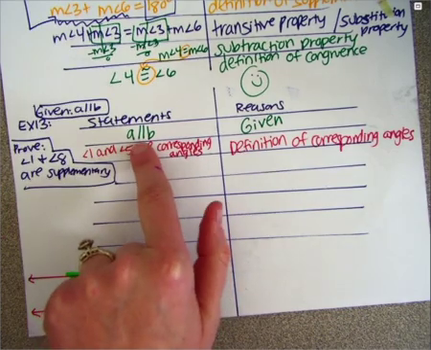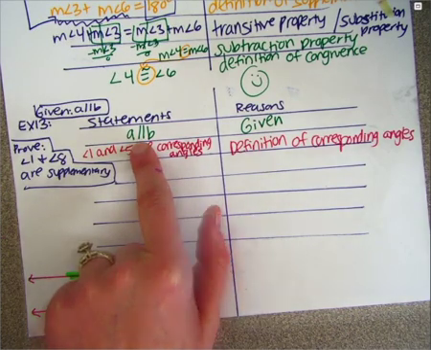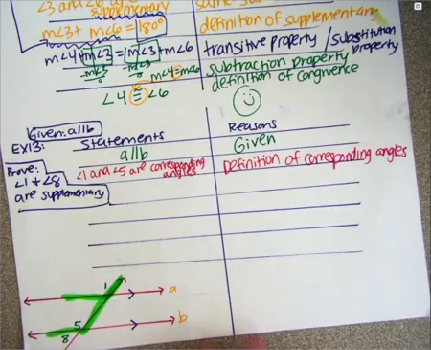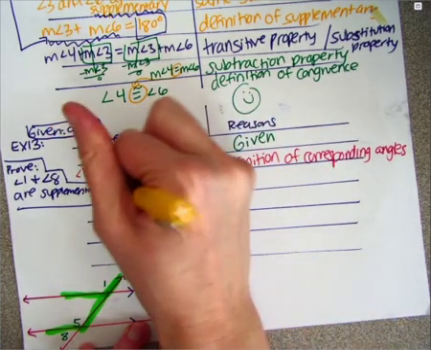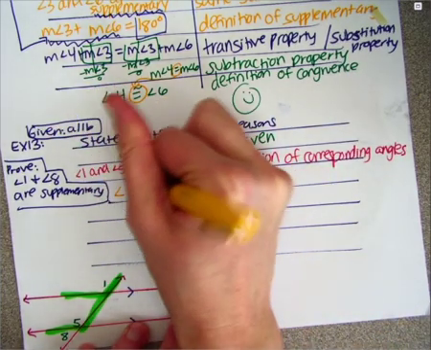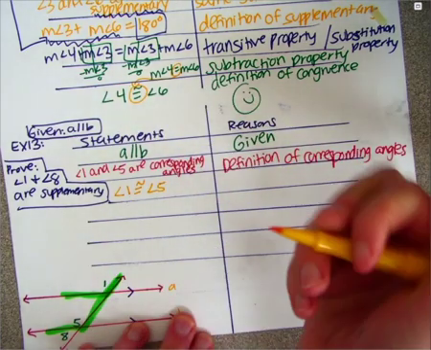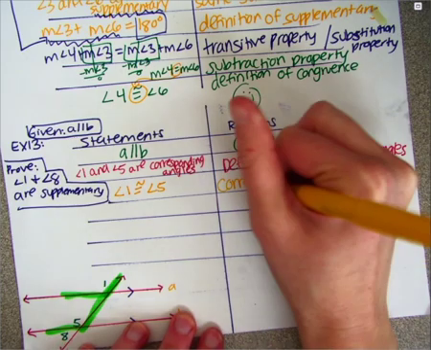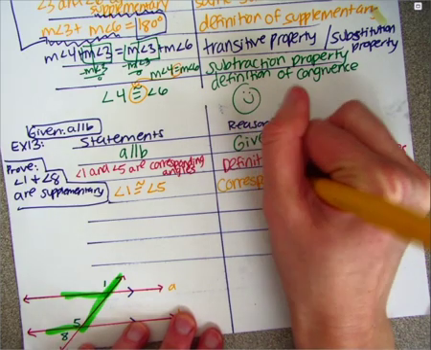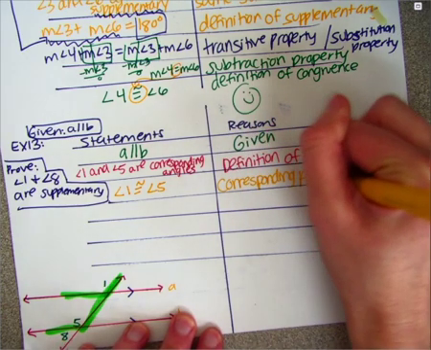Now that I know that 1 and 5 are corresponding, and I also know lines are parallel, I should know a special relationship. How do corresponding angles relate to each other when lines are parallel? Yes, they are, you guys, you are so smart. They are congruent. So angle 1 is congruent to angle 5. And how I know that is because of the corresponding angle postulate. That's what tells me.